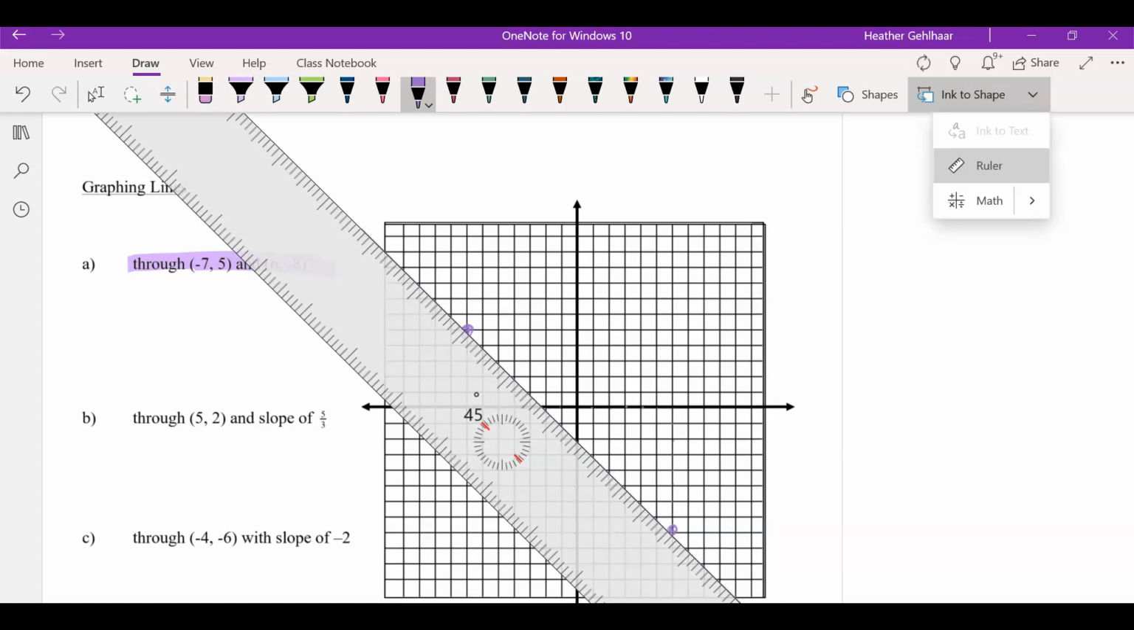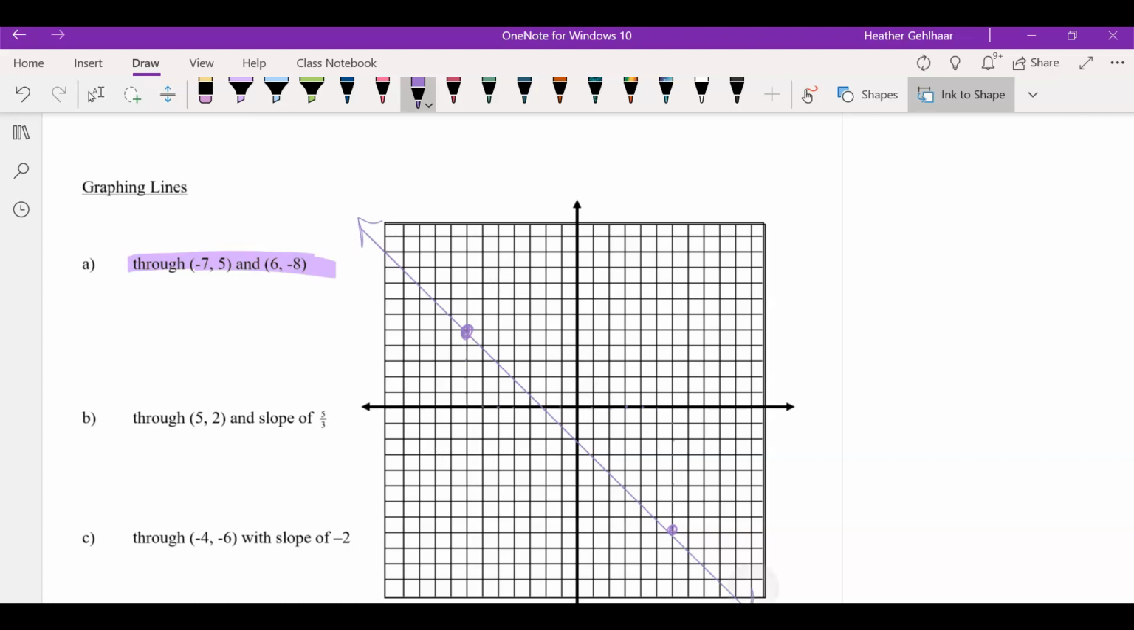Okay, here is our first line, through those 2 points. The next one gave us the slope and a point. So I'm going to graph this point. Here we have 1, 2, 3, 4, 5, up 2. And the slope is 5 over 3. So I'm going to rise 5, 1, 2, 3, 4, 5, over 3. And looking at this, I know that this slope is positive, so it's going to be a line increasing to the left. So 1, 2, 3, 4, 5, 1, 2, 3.